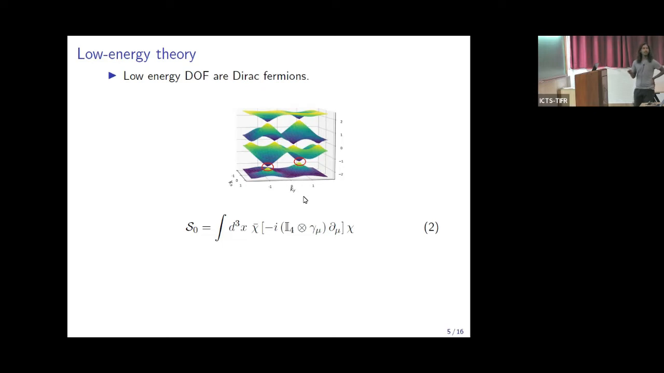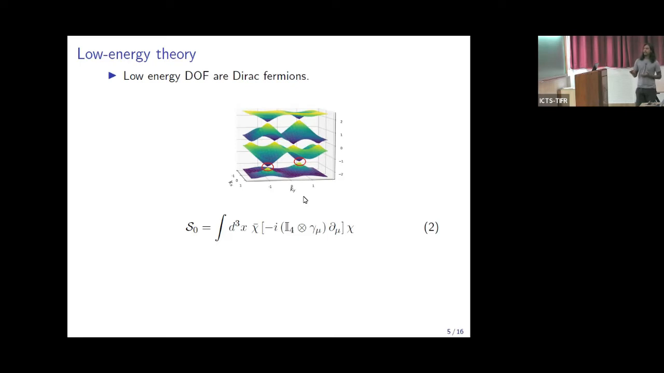So this is very similar to the theory of graphene with electrons, normally spinless electrons. The low energy continuum theory is described by Dirac fermions in 2+1D. These gamma mu are Dirac matrices in 2+1 dimensions. And this identity matrix here really tells that these bands are 4-fold degenerate. So there are 4 copies of the same Dirac fermions.